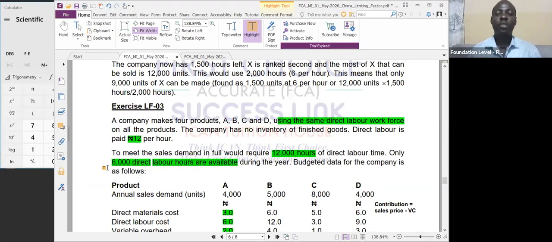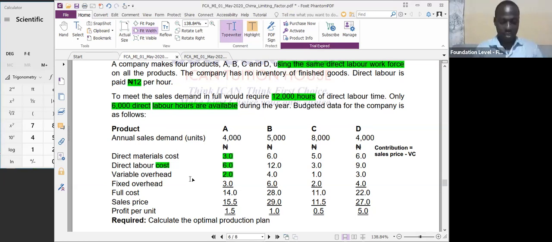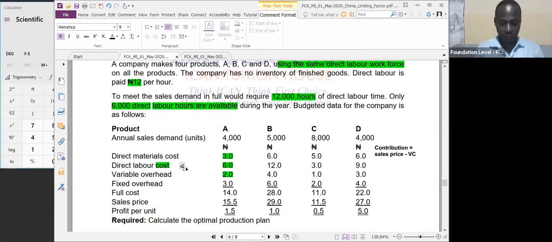Okay, so after getting your limiting factor, we need to know our limiting factor per unit. Our limiting factor is labor hours, so we now need to know our labor hours per unit. Were we given? We were not given. What we are given is direct labor cost. But what we need is direct labor hours. That's what we need.